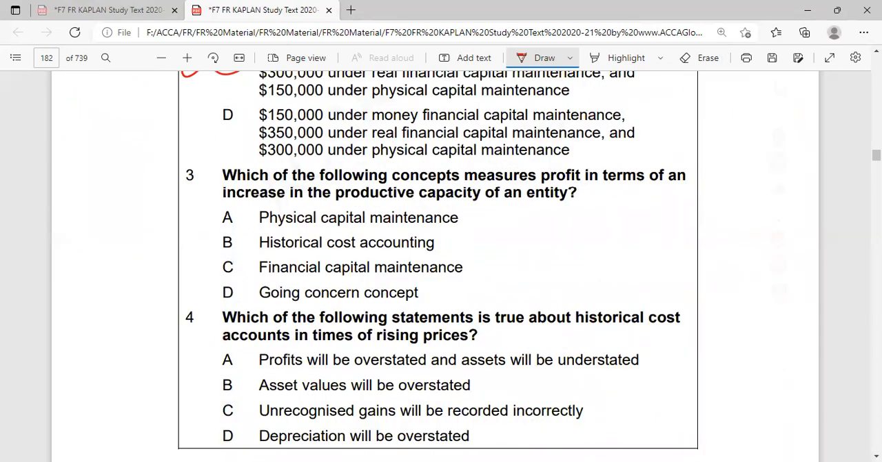Which of the following concepts measures the profit in terms of increasing the productive capacity of an entity? Nothing but physical capital maintenance. So the answer is A. In physical capital maintenance, it is clearly stated that if the operating productive capacity of an entity at the end of the year exceeds that at the beginning of the year, the difference is treated as profit.